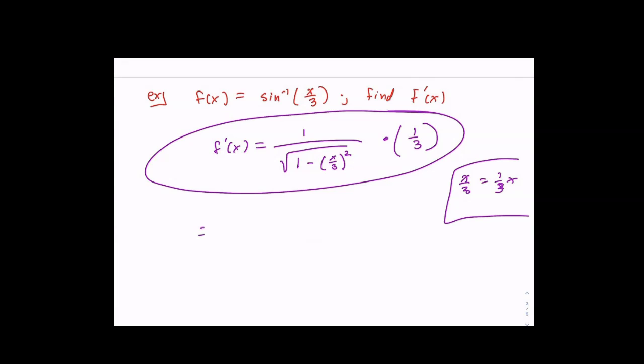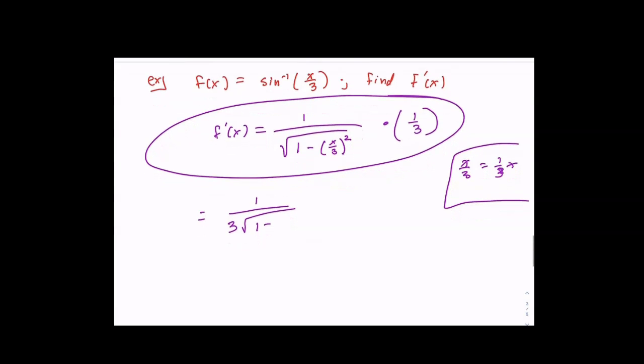Cleaning this up now, it gives me 1 over 3, that's the 1/3, square root of 1 minus what? Can we keep the other one the same? No, we want to get rid of parentheses. Would it be just x squared over 9? X squared over 9. Very good.